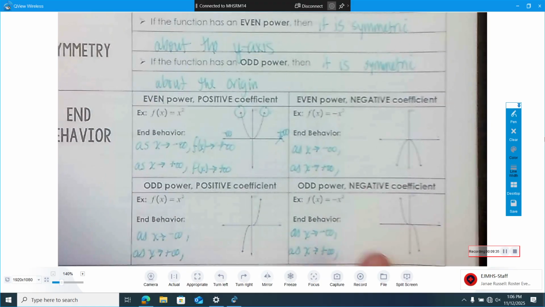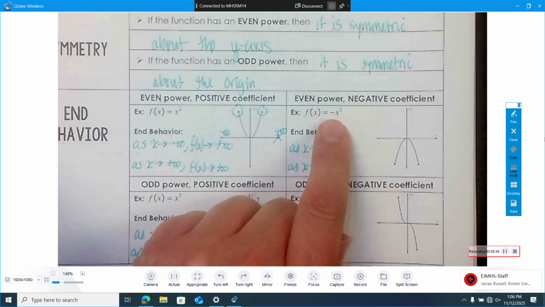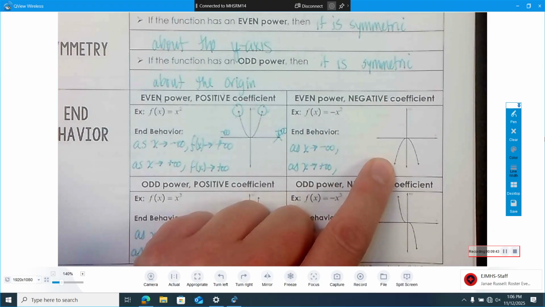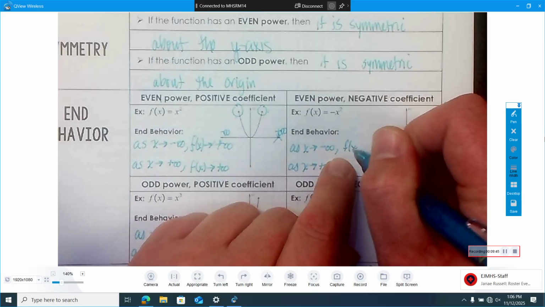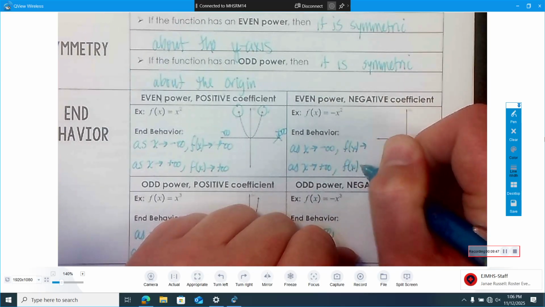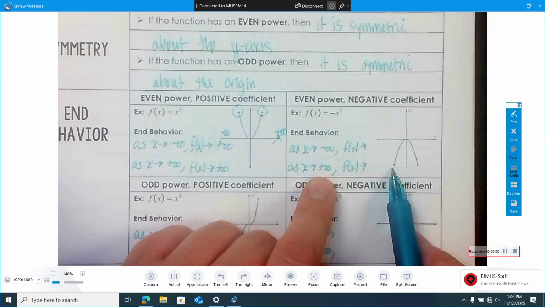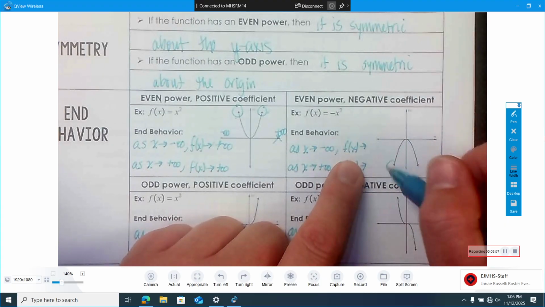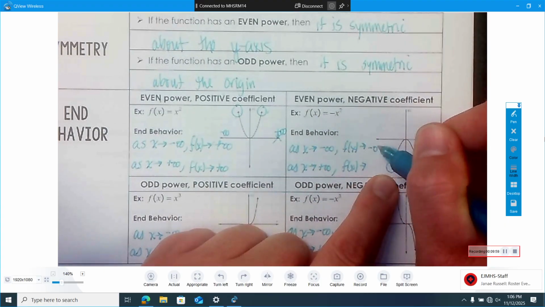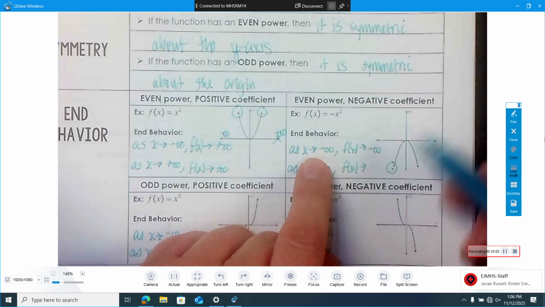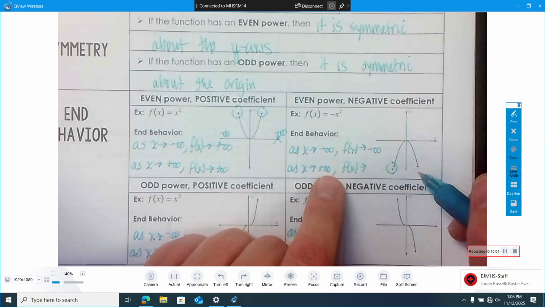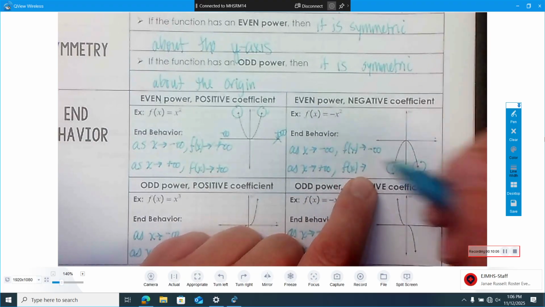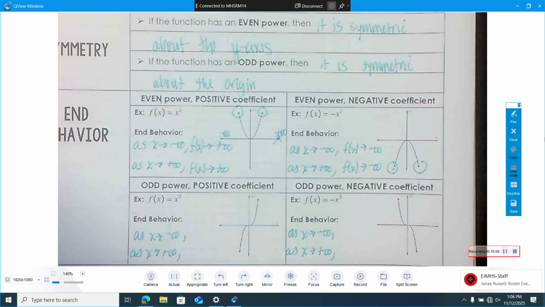All right, what happens when I pop a negative in front of my x squared? What does it do to the graph? It flips it upside down. So now, what are my function values going to do? Yeah, they're both going down, downward to negative infinity. So the left side goes to negative infinity, and the right side of the graph also goes to negative infinity.